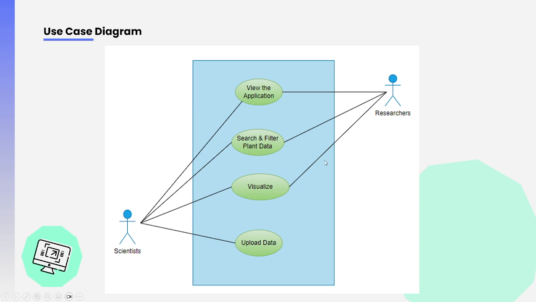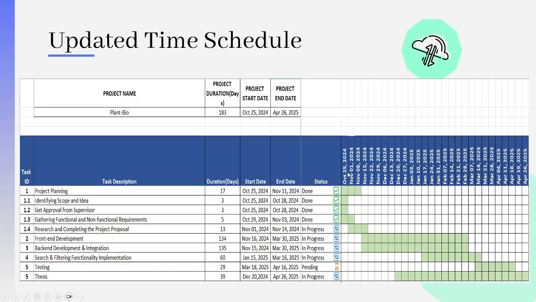I have created the use case diagram using the functional requirements of the system. These are the functions which the different stakeholders can use. Those are the applications: search and filter the plant data, and visualize. The scientists and researchers both can do it. Apart from that, only the scientist can upload the data to the system. So let's move on.